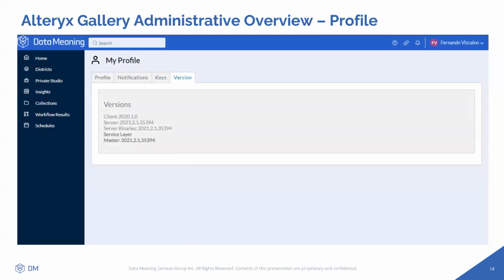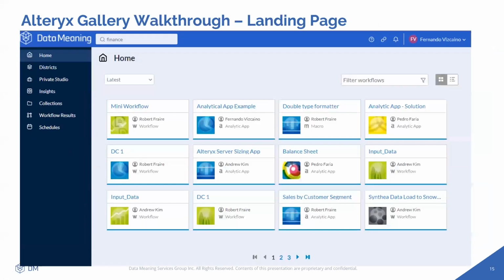And here as well, you have the version. So you have the client version, so it's your Alteryx Designer version, if you are an artisan or creator, of course, and your server version as well. So the only rule here is that the Alteryx server should always be the same version or a higher version than Alteryx Designer, right? But moving forward here, so now we are on our Alteryx gallery, on the home page.